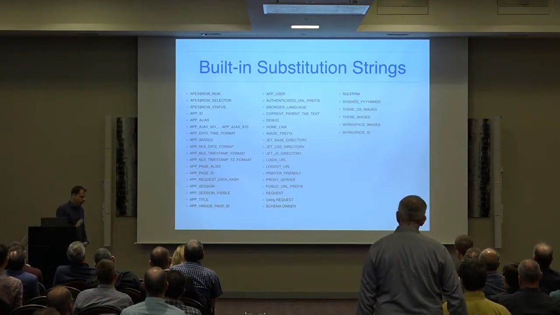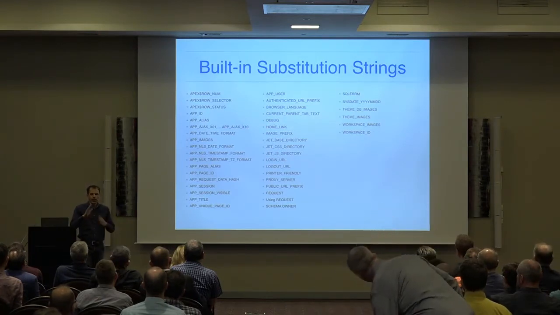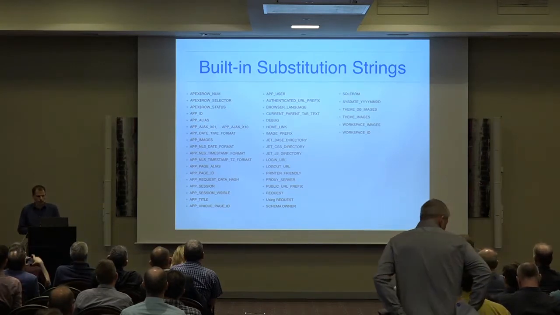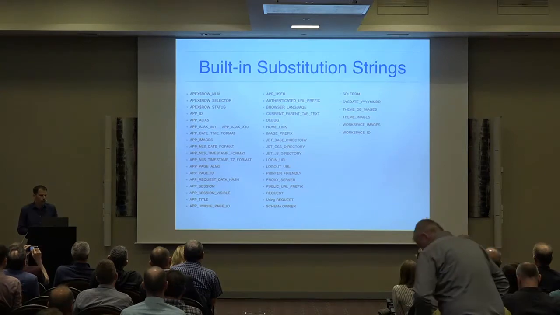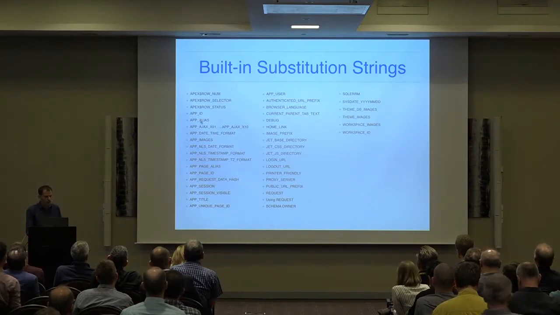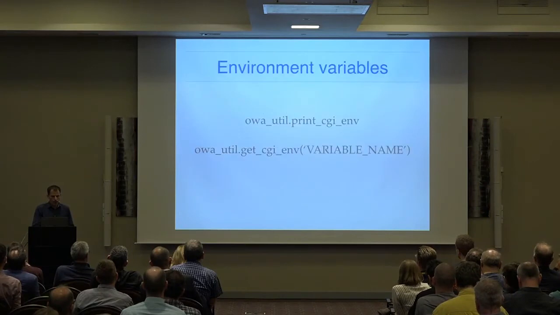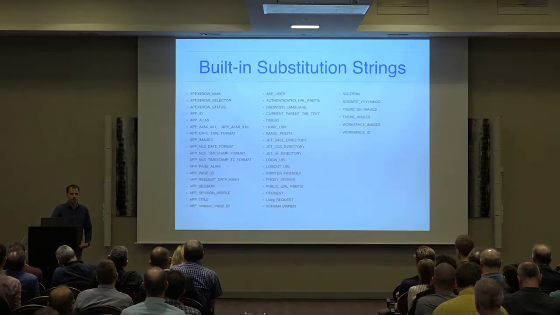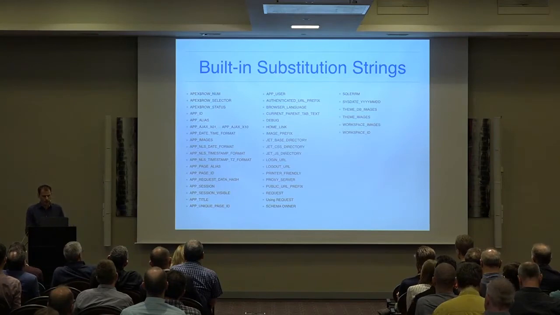Next to all those substitution strings and the special things you can do with them, there are some built-in substitution strings. This is a cheat sheet for the most important ones that APEX serves, like application ID, application alias, app images, app page ID. I have an example of that. Any questions here? You will see it in a demo in a minute.